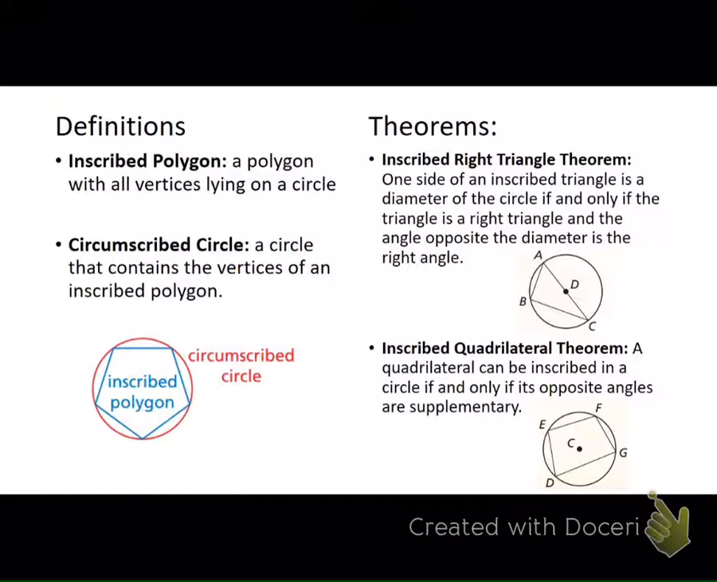What is an inscribed polygon? An inscribed polygon is a polygon with all vertices lying on a circle. So if you're drawing a circle and you draw a shape inside of it, all of the vertices are on the circle. Do you guys see that? All vertices are on the circle. It is not inscribed if one of them is not on the circle.